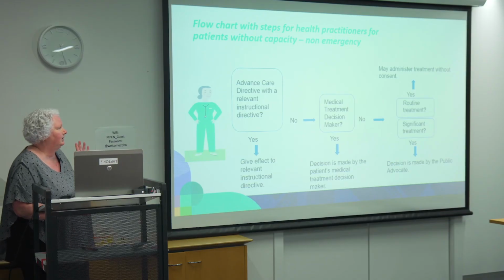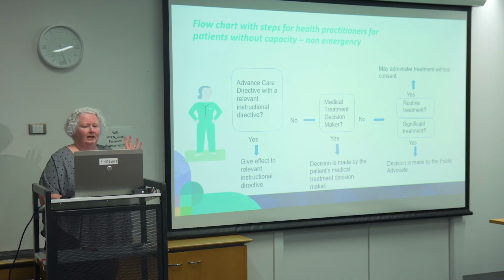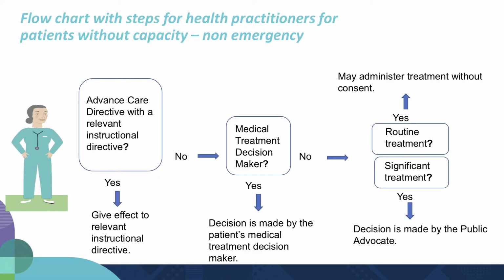So this is the flow chart that shows the steps that health practitioners need to go through in order to get consent for treatment when someone doesn't have decision-making capacity. Under the old legislation, we would immediately go to a proxy. You know, that would be your first step. If someone can't speak for themselves, you find someone who can speak on their behalf.